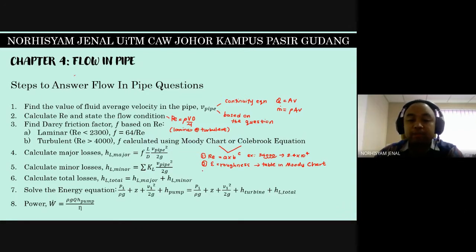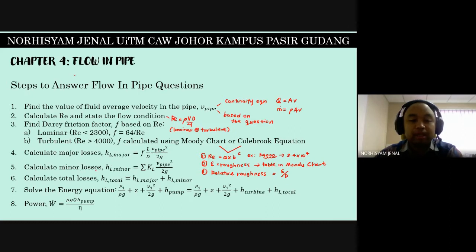Okay, so number 3, based on the roughness, you should find the relative roughness, which is equal to whatever roughness that you have divided by D. And remember, this is a ratio, so you don't have any unit. Alright, so once you get the F from the Moody chart or from Colebrook equation, you can put the F here in the major loss calculation. F L over D, V pipe square over 2G.